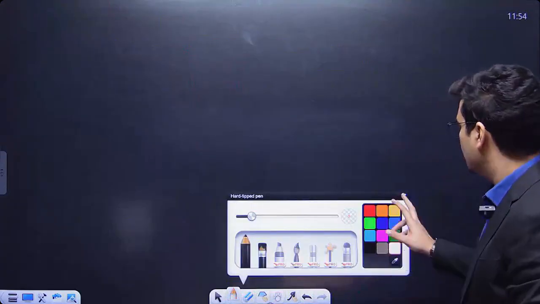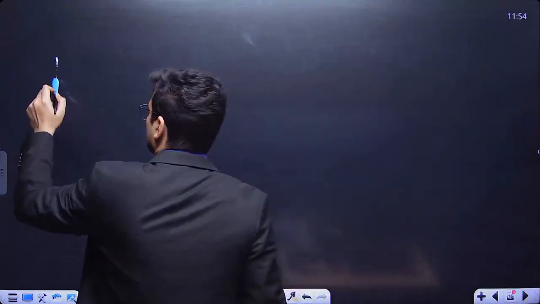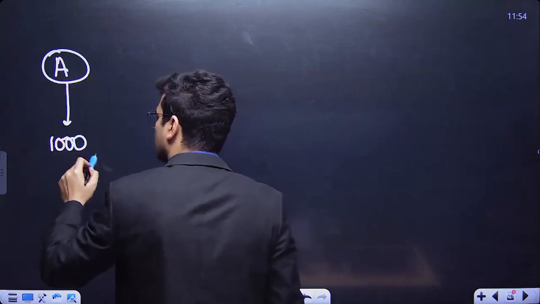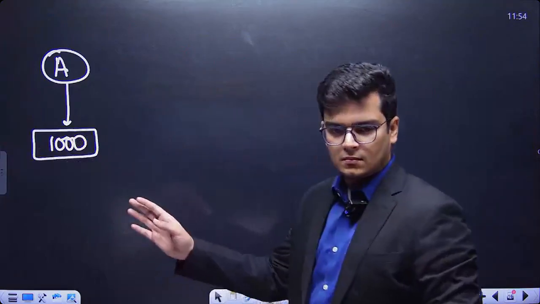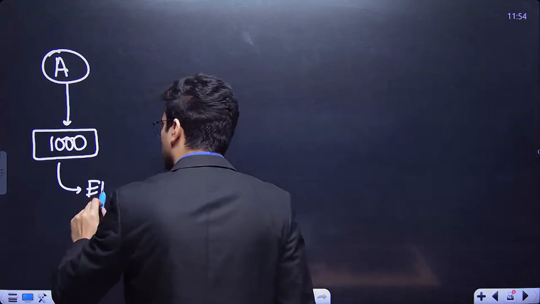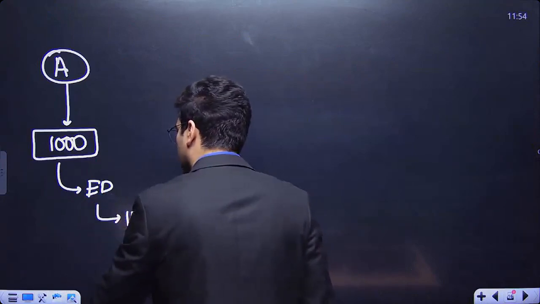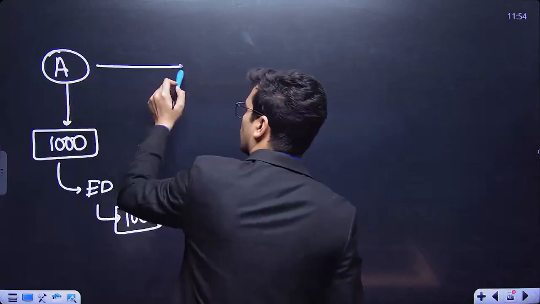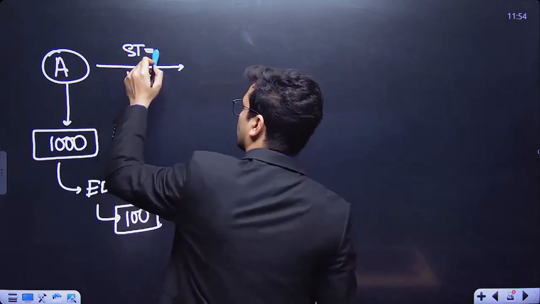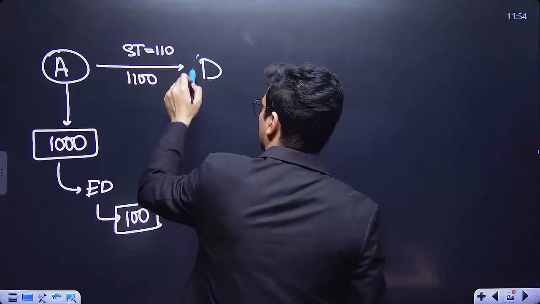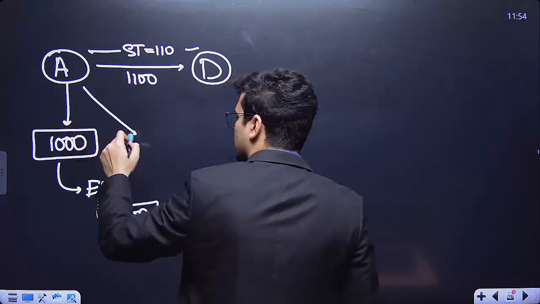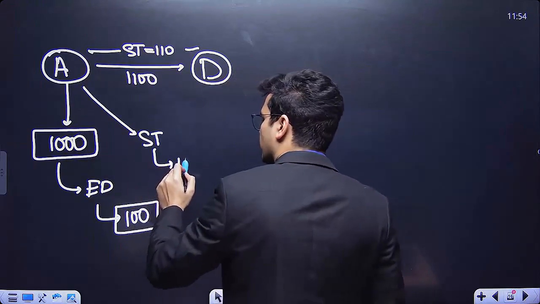Let's now see from the same example. Apple produced a laptop of 1000 rupees. On this, it paid an excise duty of 100 rupees. Then Apple sold this laptop for 1100 rupees. On this, it charged sales tax of 110 rupees. Distributor paid this sales tax of 110 rupees. So Apple also deposited to the state government sales tax of 110 rupees.